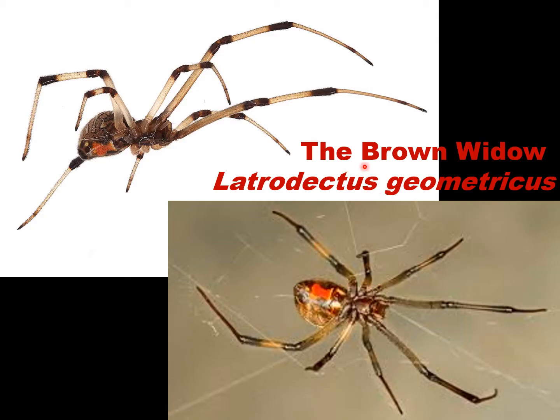This is a picture of the brown widow spider, which is present here in Malaysia. It's the Latrodectus geometricus. Again, it's got the red streak on its underbelly, pretty similar to the black widow, except that it's brown.